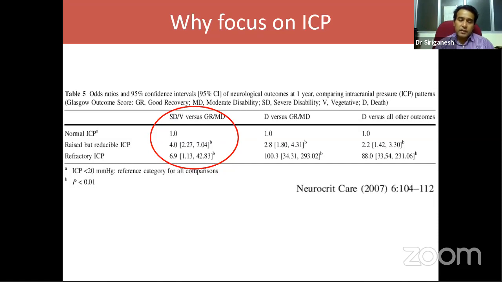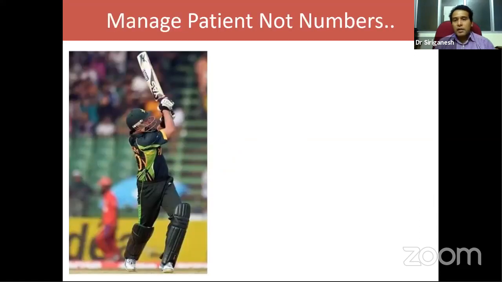So that is the reason why ICP becomes important, and it is easily measurable. But do not focus only on ICP and only on the number. You have to gain more information from the ICP, and we have to manage the patient as a whole. For example, if the ICP is say 40, which is twice the upper limit of normal, but if the mean arterial pressure is 100, the effective CPP comes to around 60 millimeter mercury, which is fairly within normal range.